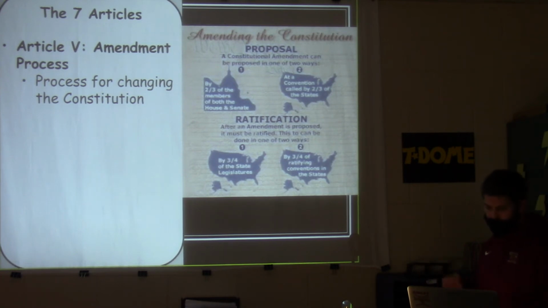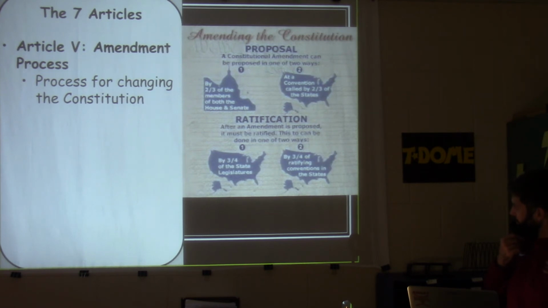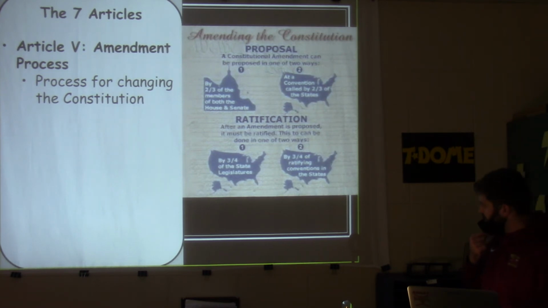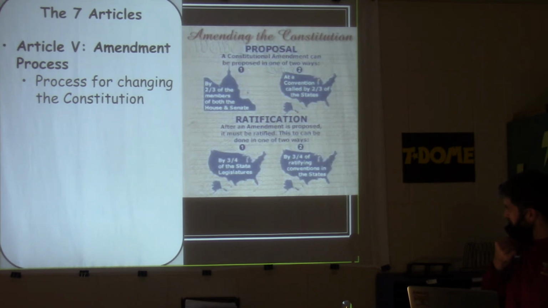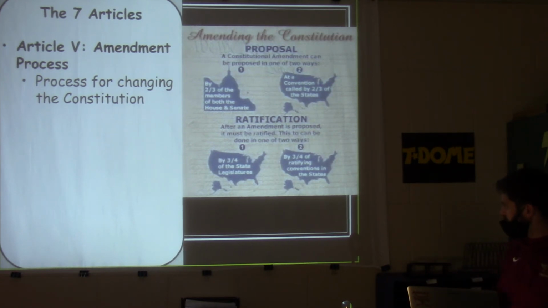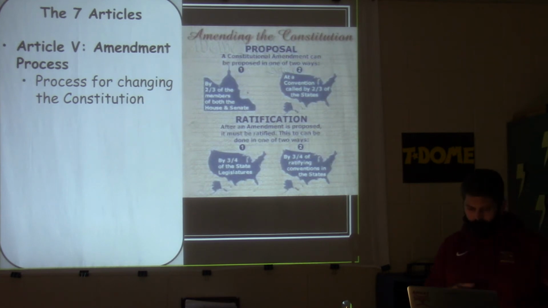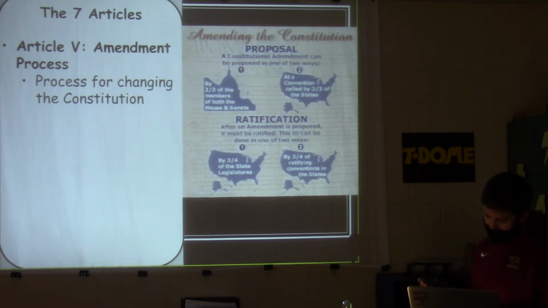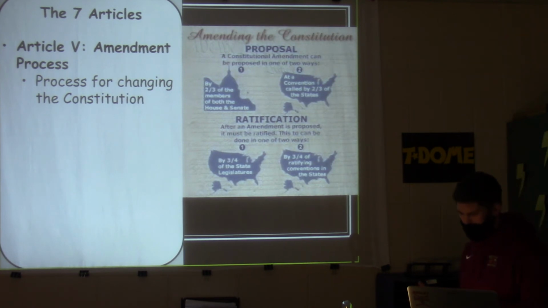Ratification, remember that is pretty much the actual changing of it, the vote to change it. After an amendment is proposed, it must be ratified. This can be done in one of two ways: by 3/4 of the state legislatures, so 75% of the states, or by 75% of ratifying conventions in the states. So those are different ways to do it, but it's been done. It's been done 27 times, so it can be done again. It probably will be done again in your lifetime. We just don't know what it is yet.